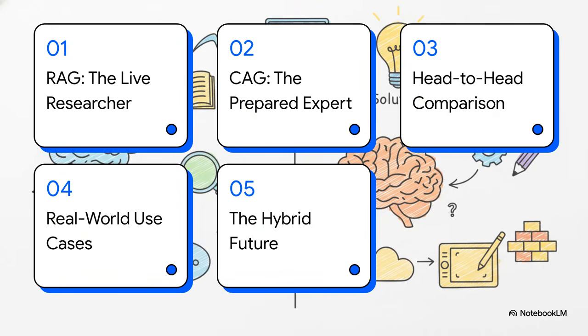First, we'll dive deep into RAG, the researcher. Then we'll look at CAG, the expert. After that, we'll put them in the ring for a head-to-head comparison to really see the trade-offs. Then we'll check out some real-world examples, and finally, take a little peek into what the future might hold.